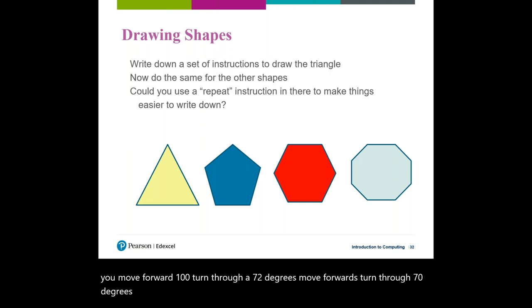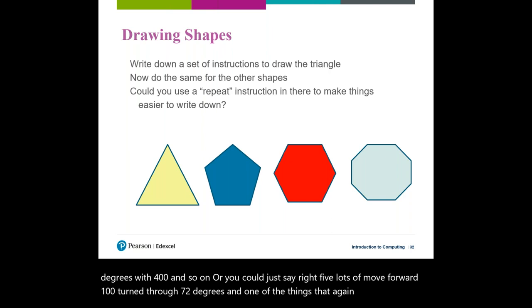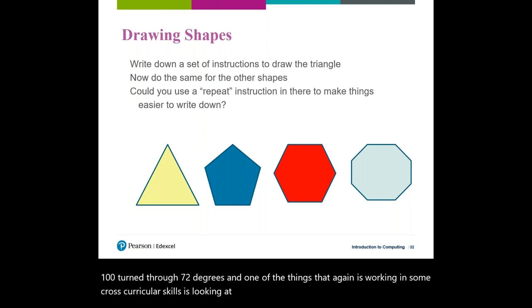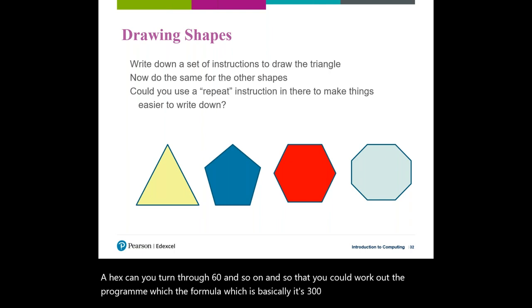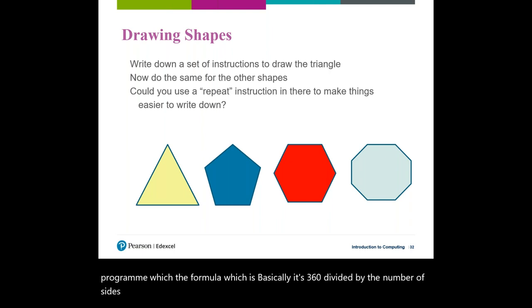Or you could just say, right, 5 lots of move forwards 100, turn through 72 degrees. And one of the things that is working in some cross-curricular skills is looking at those angles. There's actually a formula to the angle. A pentagon, you turn through 72, a hexagon, you turn through 60, and so on. The children could work out the formula, which is 360 divided by the number of sides gives you the angle you turn through. So 360 divided by 5 gives you 72, 360 divided by 6 gives you 60 degrees, and so on.